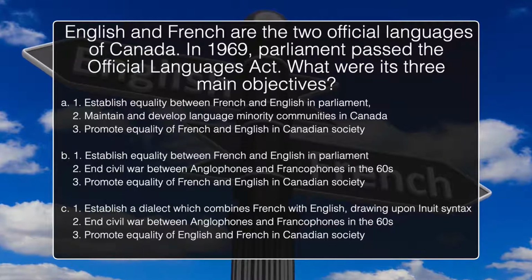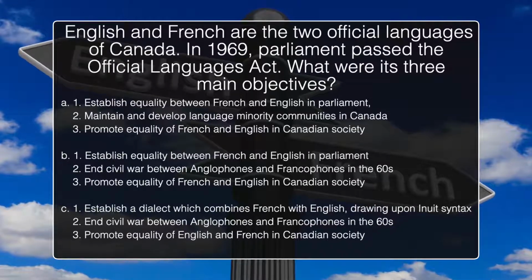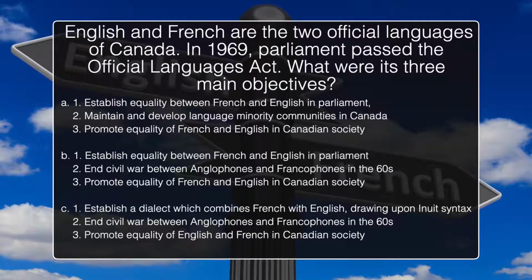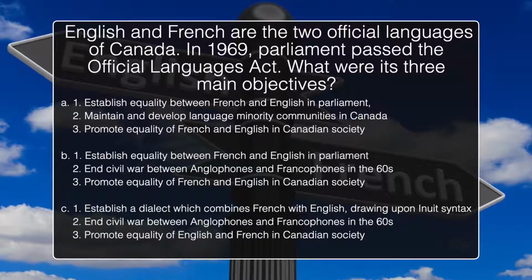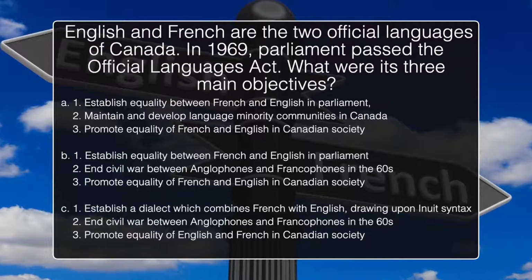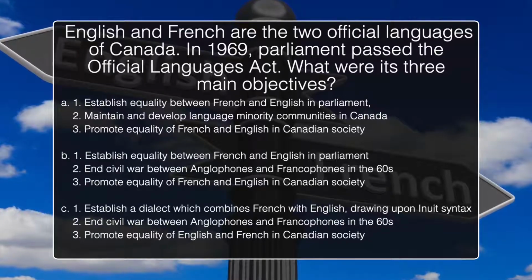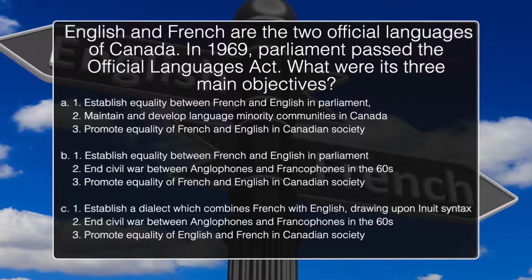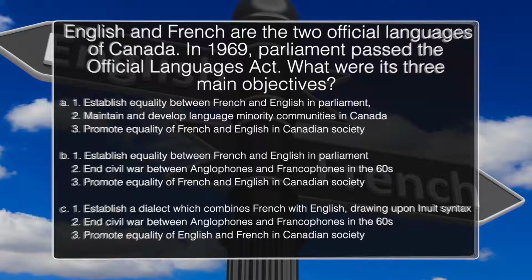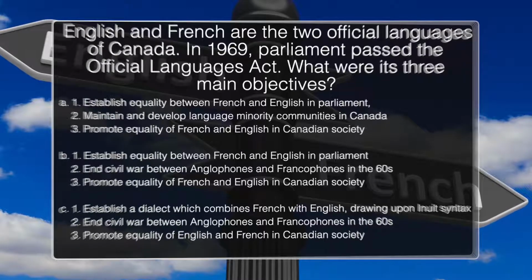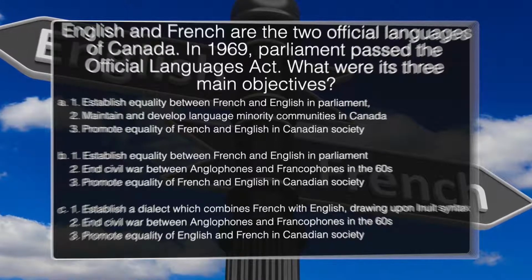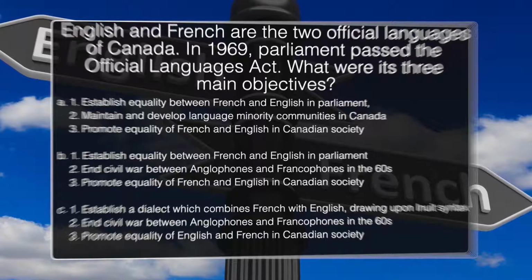Establish equality between French and English in Parliament, end civil war between Anglophones and Francophones in the 1960s, promote equality of French and English in Canadian society. Establish a dialect which combines French with English, drawing upon Inuit syntax. End civil war between Anglophones and Francophones in the 60s. Promote equality of English and French in Canadian society.